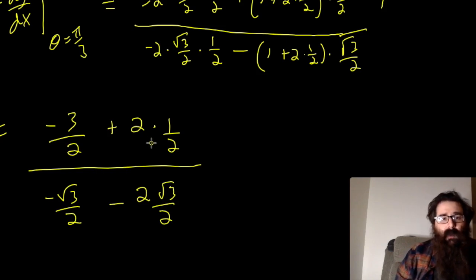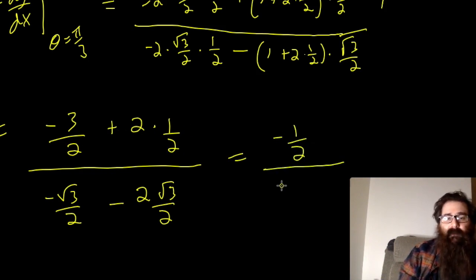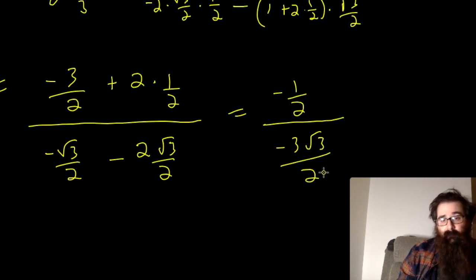And I see some more opportunities where I can cancel. I'm actually going to resist the urge to do that because right now I kind of have common denominators on top and bottom. So I'd say, well, negative 3/2 plus 2/2 is going to give me negative 1/2 divided by, on the bottom, negative square root 3 minus 2 square root 3 gives me negative 3 square root 3 divided by 2.